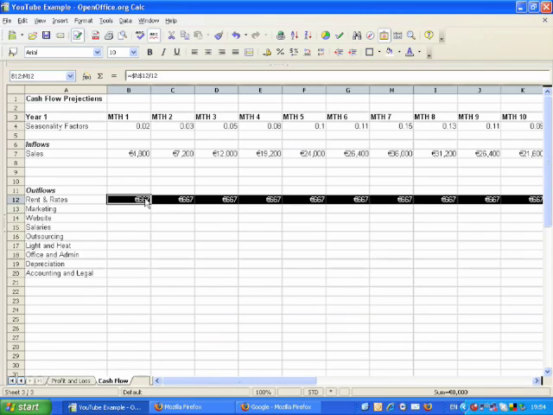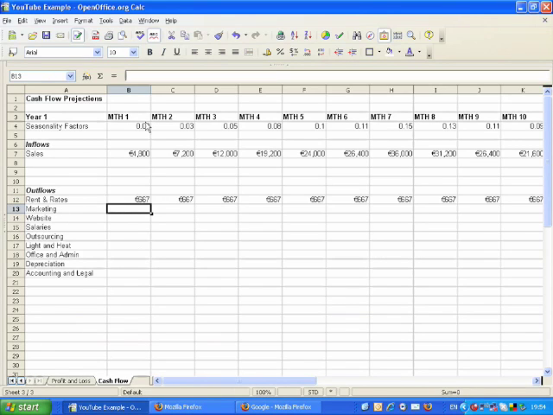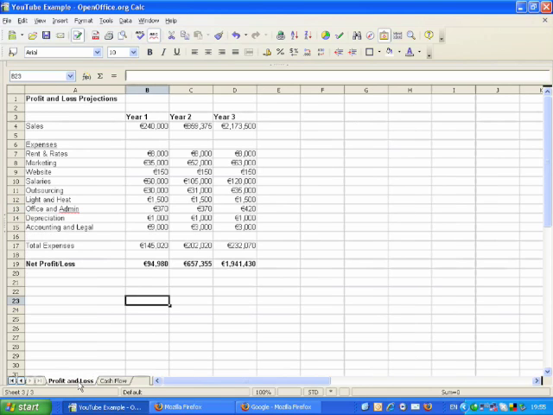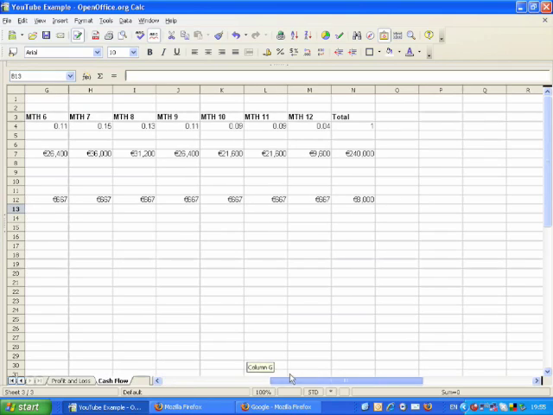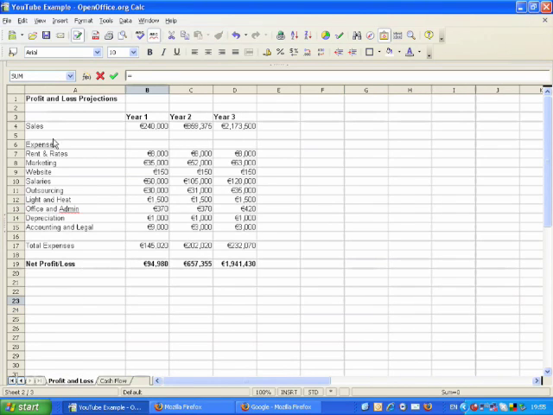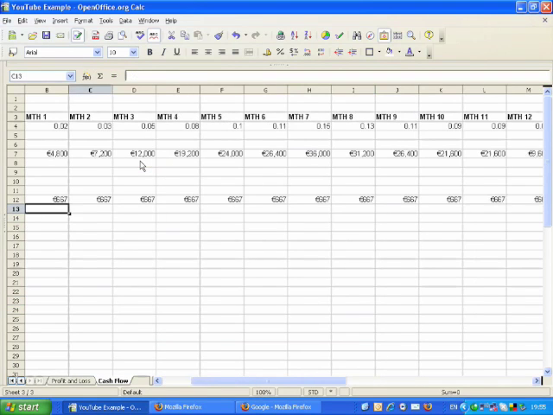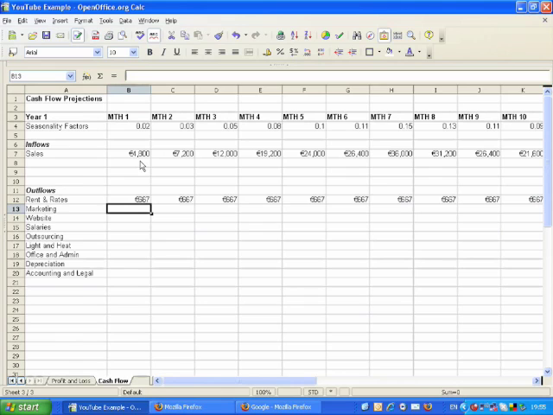Okay, next is our marketing. Now we'll assume that our marketing is seasonal, that we spend more on marketing in our peak season. So we want to reflect the seasonality factors in our marketing. So we'll grab the marketing figure for year 1 from the profit and loss projections, and now we'll multiply that by the seasonality factor for each month.